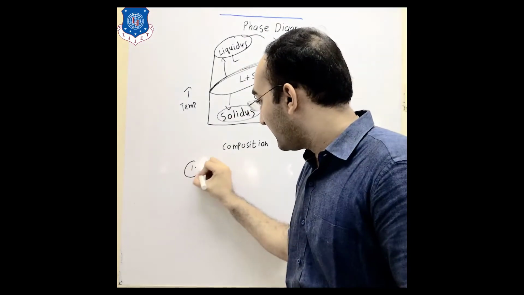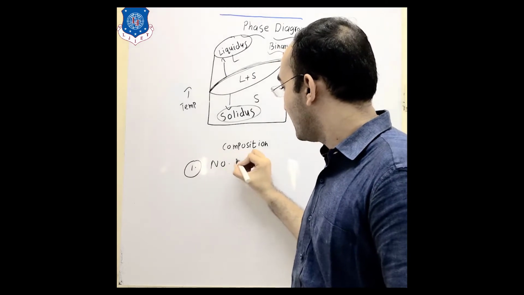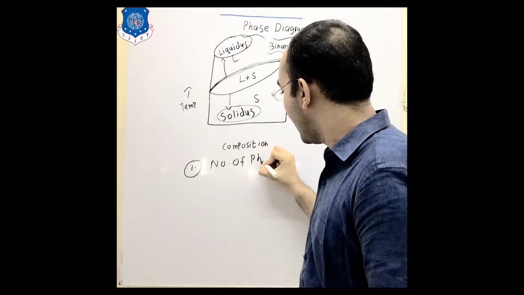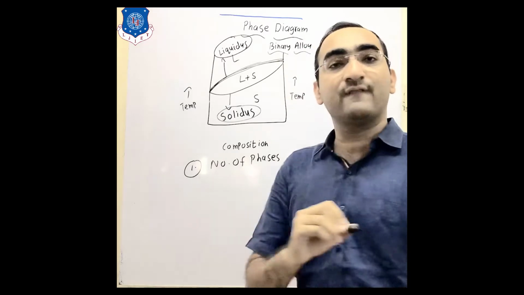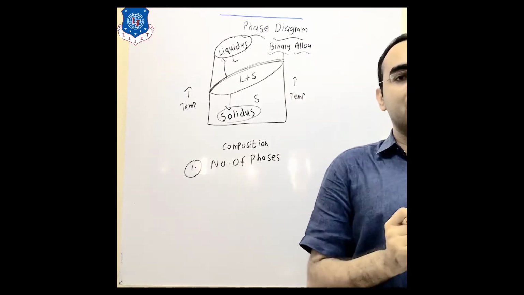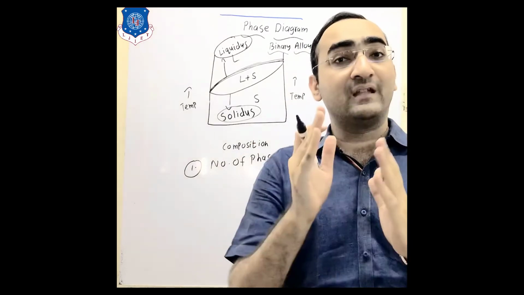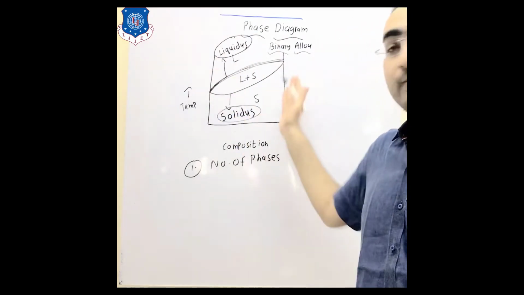The first thing which we can find out is the number of phases which are present, that is, which type of phase is present at a particular point. That information we can find out from this diagram.